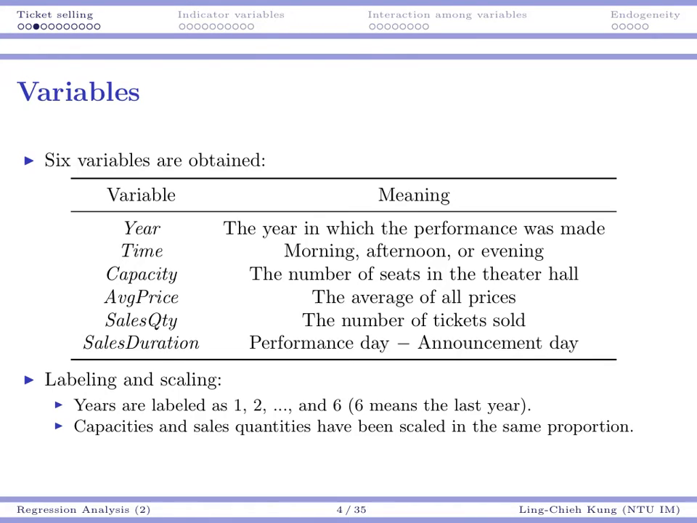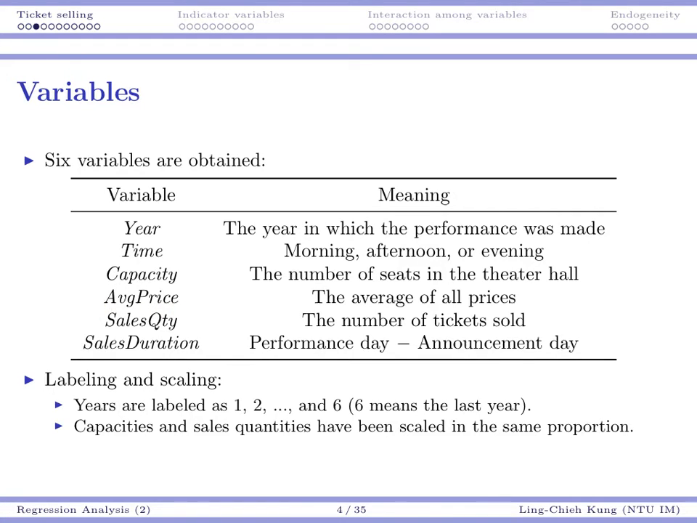In this set of videos, we only have 6 variables. We only want to use these 6 variables to introduce our important ideas. The first variable is year, which is the year in which the performance was made. Time is either morning, afternoon, or evening. We want to know whether the performance time has some impact. There's a variable called capacity. It's the number of seats in the theater hall that the show was made in. Obviously, this can have some impact.